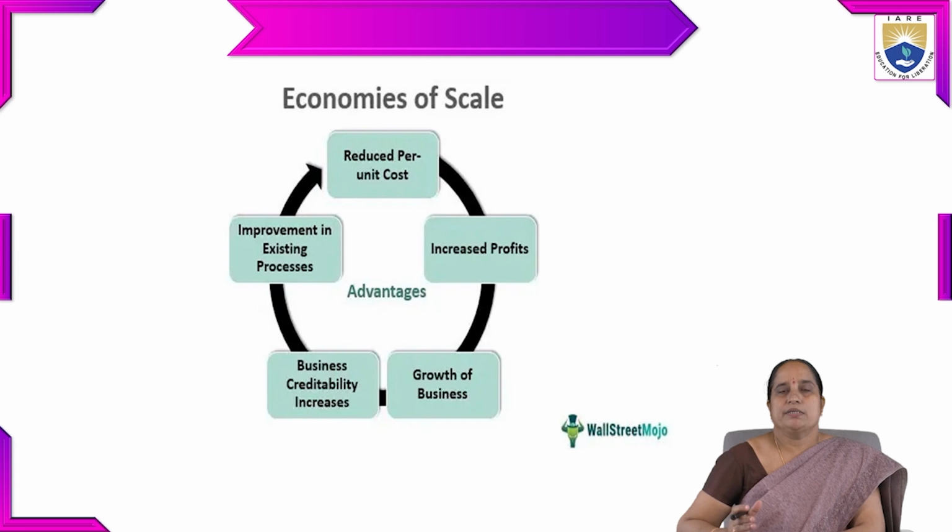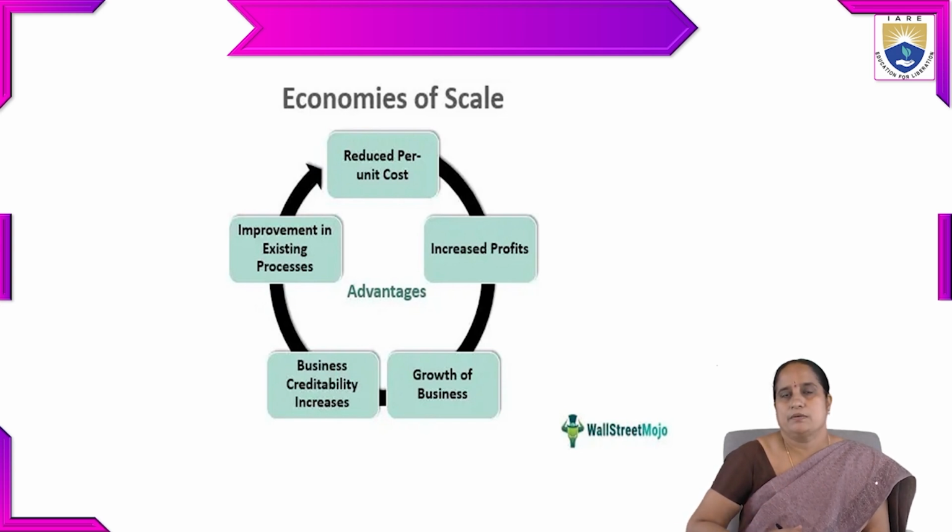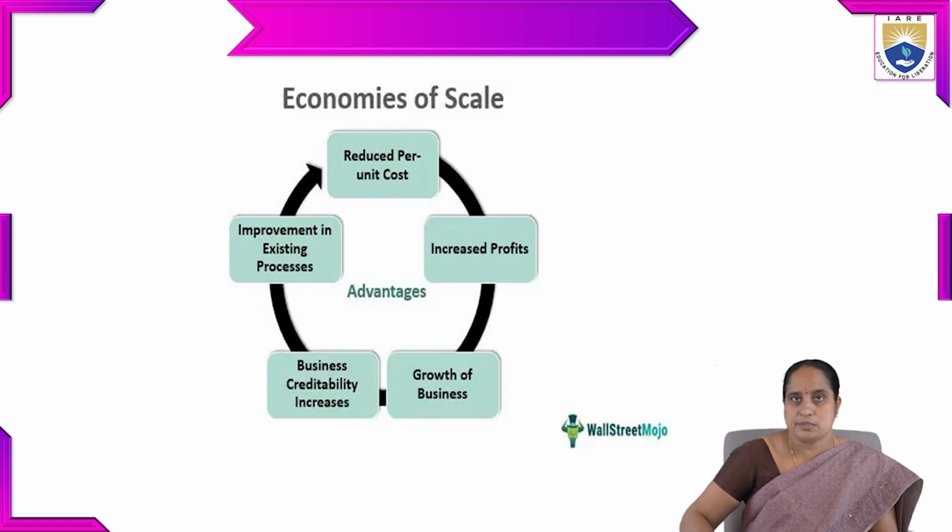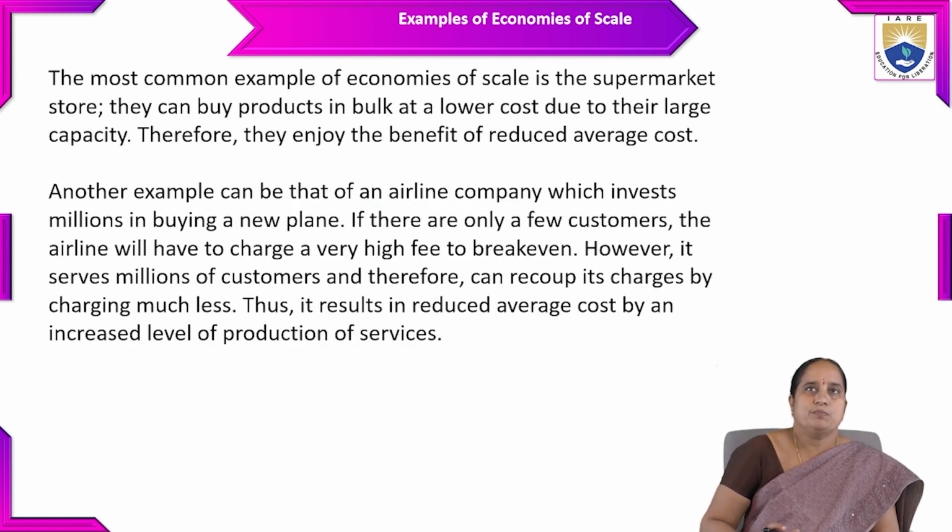Then what kind of advantages are we going to avail with economies of scale? They may reduce per unit cost, increase profits, grow the business, and also the business credibility increases, and we can also make improvements in the existing processes. Examples of economies of scale. The most common example of economies of scale is the supermarket store. They can buy products in bulk at a lower cost due to their large capacity. Therefore, they enjoy the benefit of reduced average cost.